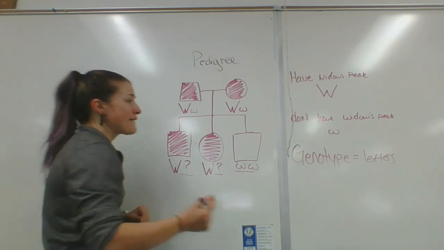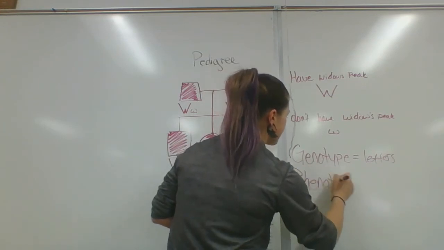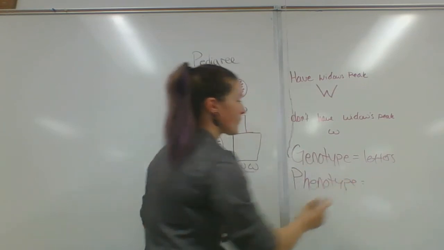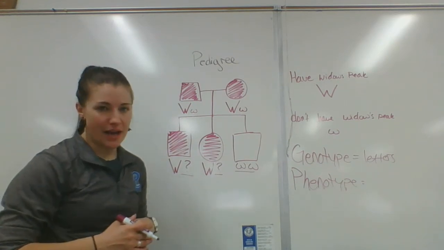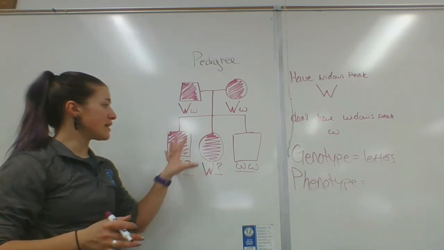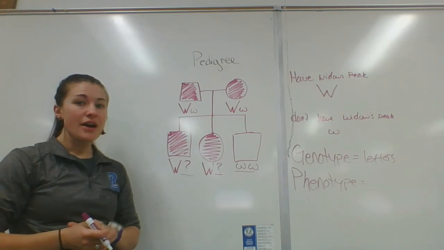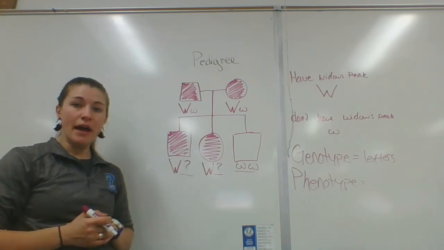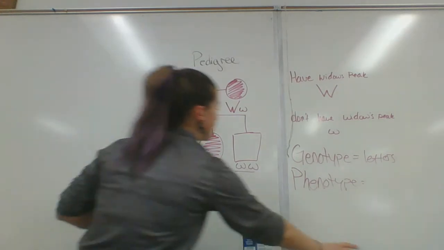If I'm looking at my phenotype, this is what the trait looks like. Phenotype is the physical characteristic, so either having a widow's peak or not having a widow's peak. So this is how we put together a pedigree. Now I'm going to show this to you on a Punnett square.